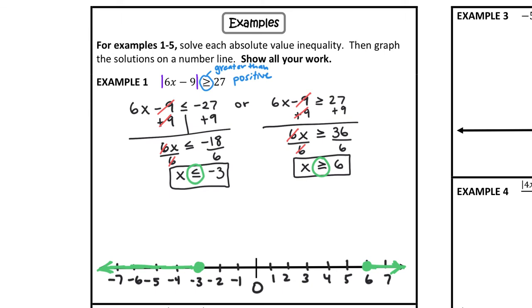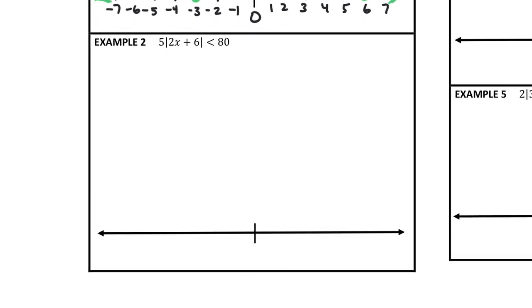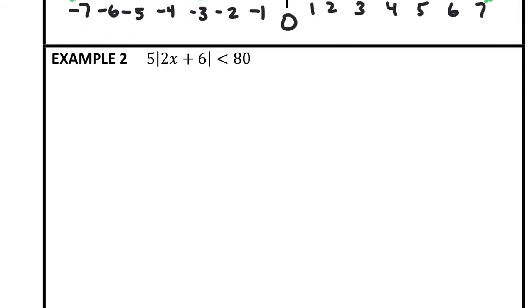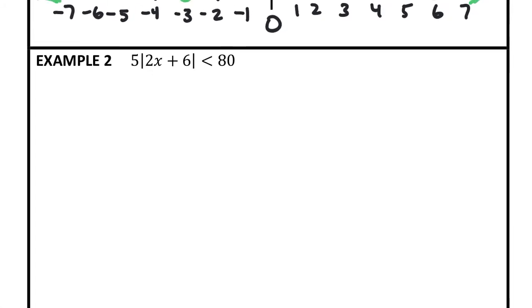Okay, and this is, again, a greater than a positive situation. Greater than a positive. All right, let's go to example 2. And again, let me zoom in so that we're solving. There we go. Okay, the next one.